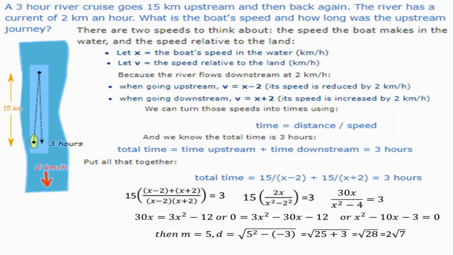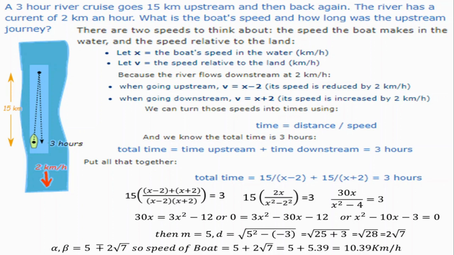So here the value of m is 5 because m is equal to minus b upon 2, and d is equal to root over m square minus c. So the value of d is root over 28, which by solving is 2 root 7. The zeros alpha and beta are m minus d and m plus d. So we get two values of zeros or roots: 5 plus 2 root 7 and 5 minus 2 root 7. But we take the positive sign for real life situations. So the speed of the boat is 10.39 kilometers per hour. We don't take the negative sign.